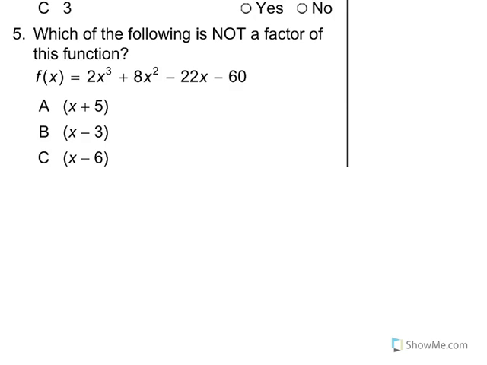Number 5 is asking which of the following is not a factor of this function. So we're looking for the one that is not a factor. There's a couple ways to do this.